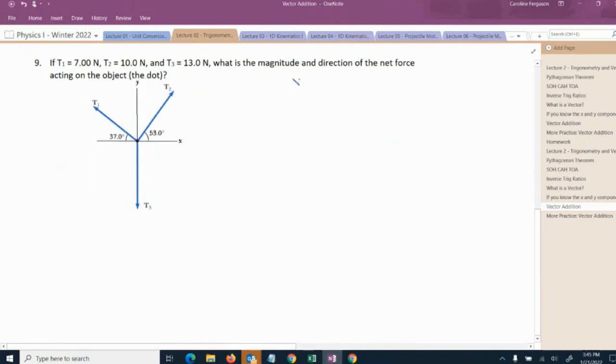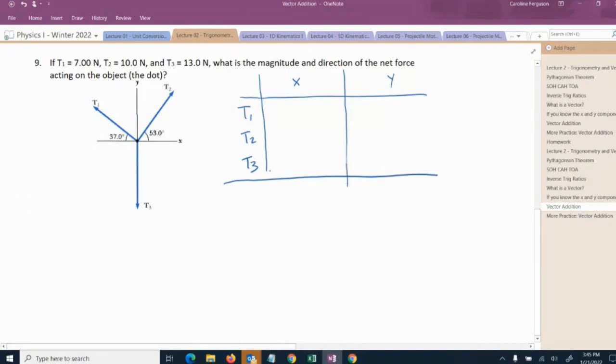So we're going to decompose each of the vectors, or split them up into their x and y components. And we'll do this for T1, T2, and T3. And then when we're done, we're going to add them all up to get the total. So we'll start with T1.